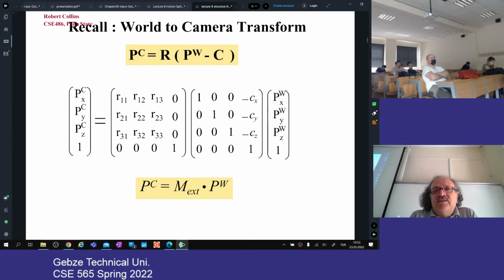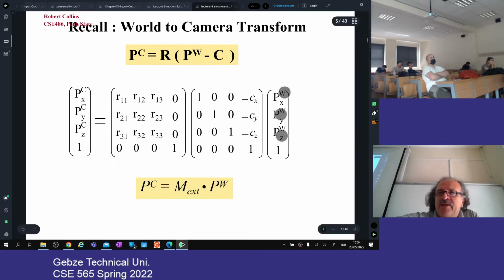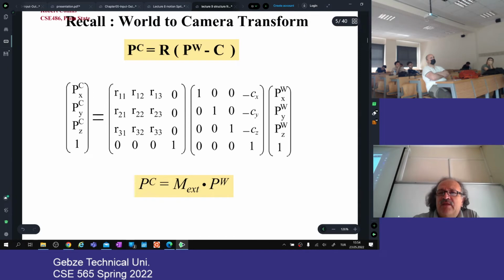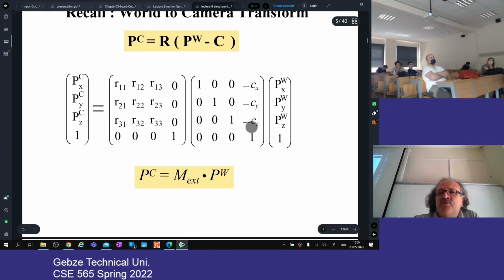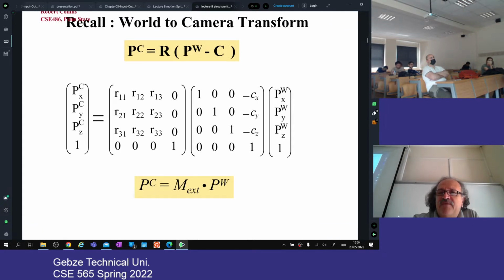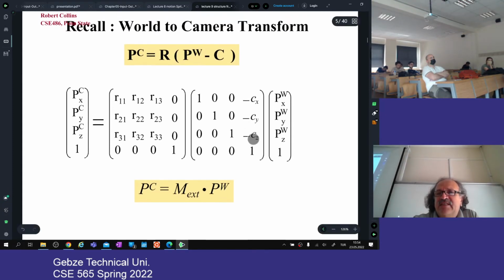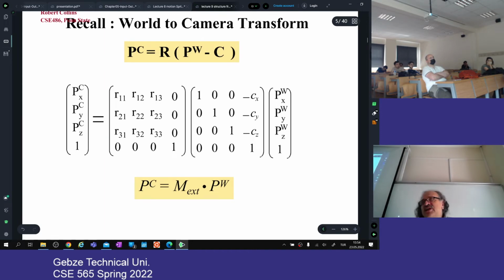So let's go back again. We are going to work in the camera coordinate system. If this is our world point, remember, we multiply it with this matrix, which takes care of the translation. So I have t_x, t_y, t_z, and this one says c_x, c_y, c_z, and then I multiply it with the rotation matrix, and I get the projection.